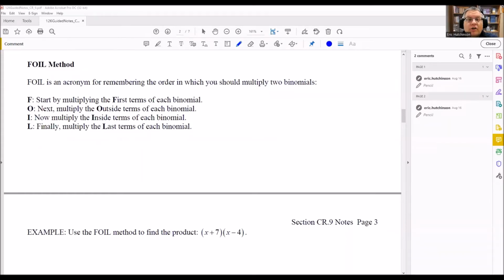We're going to talk about the FOIL method, and the FOIL method is just an acronym that helps you to know the order in which you're going to multiply binomials. So I have the FOIL method that's out here. The F stands for you're going to multiply the first terms of each binomial. And then the O means you're going to multiply by the outside terms of each binomial. The I is the inside terms of each binomial. And then L stands for the last terms of each binomial. So just an acronym, something to help you remember. And this is an order in which you're going to multiply. This ensures that you've multiplied everything and you get the correct answer.